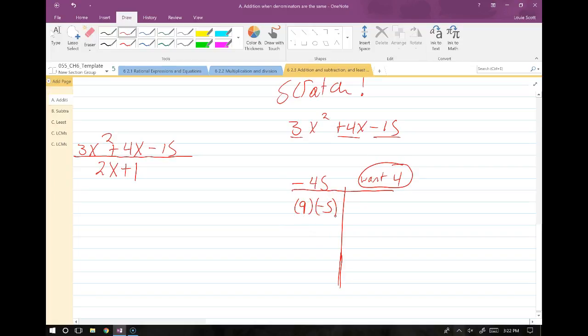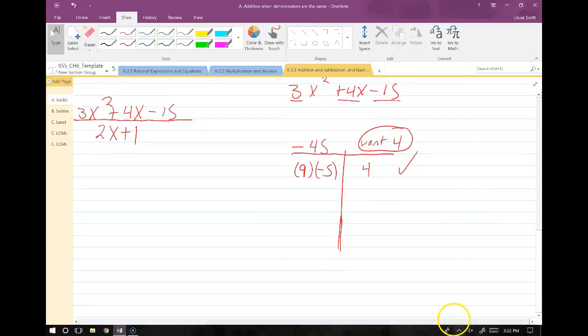Yeah, just slowly, right? We have to do a lot of repetition on this. When you add those together, you do get 4. So those are the factors we want. Okay, so I'm going to go a little bit further down here, and I'm going to split this up and then group it.